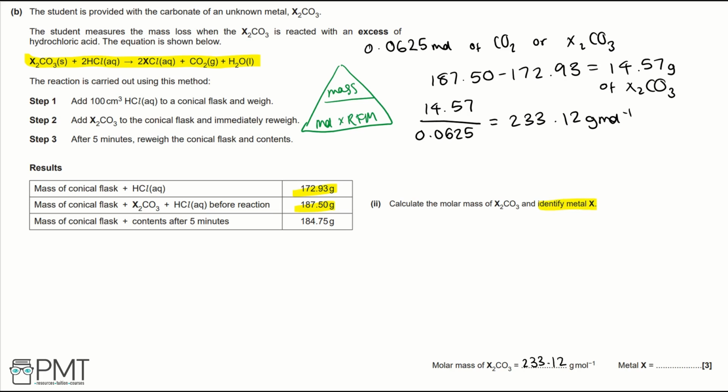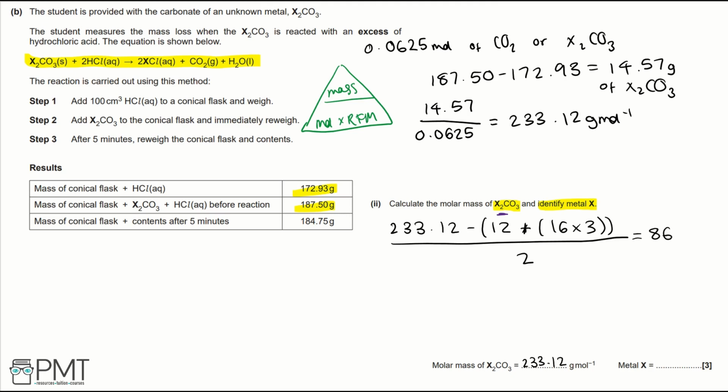We're going to do this using the molecular formula of our carbonate. So what we want to do first is minus the relative formula mass of our carbonate ion, which is going to be 12 plus 16 times 3, from the molar mass. And then we want to divide by 2, because we have two X's in our molecular mass. So dividing by 2 will give us the relative atomic mass of 1 X. And that's going to be equal to 86.56 grams per mole.